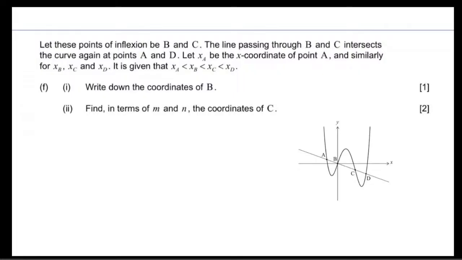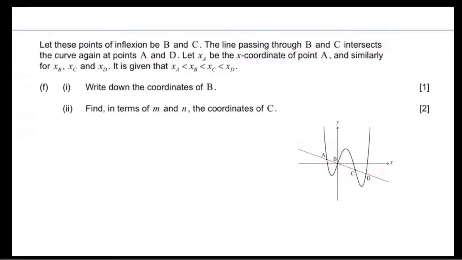So they said the curve again meets, let these points of inflection be B and C. Here is B and C, right? The line passing through B and C intersects the curve again at A and D. This is the line which is passing through B and C. It is intersecting the curve again at A and D.